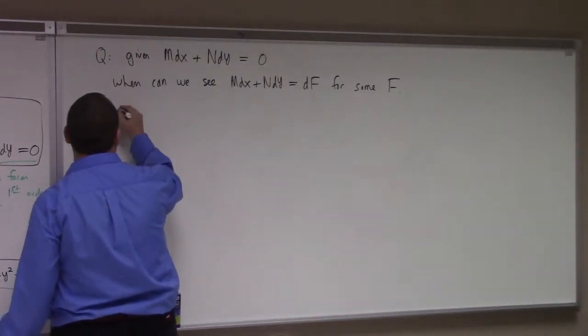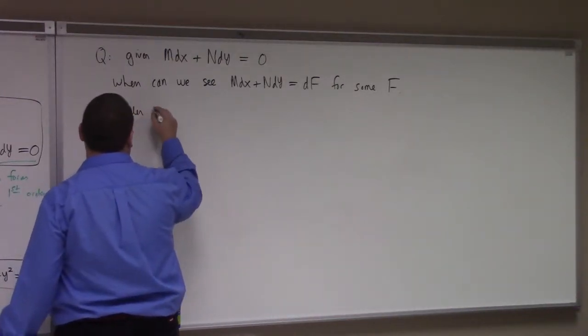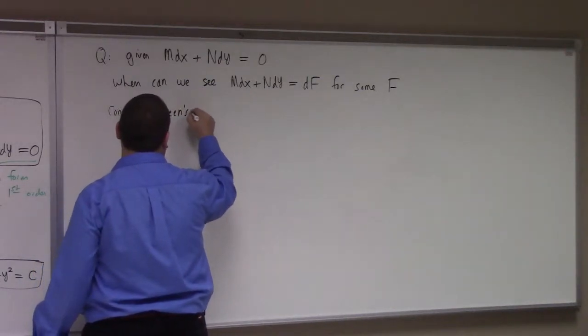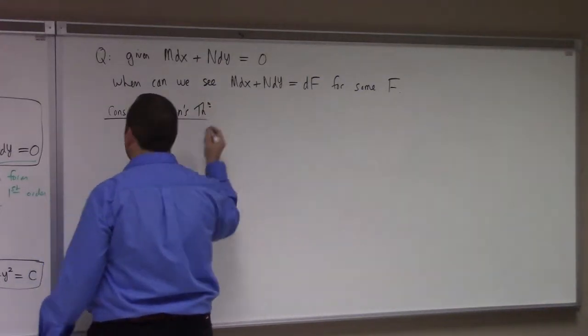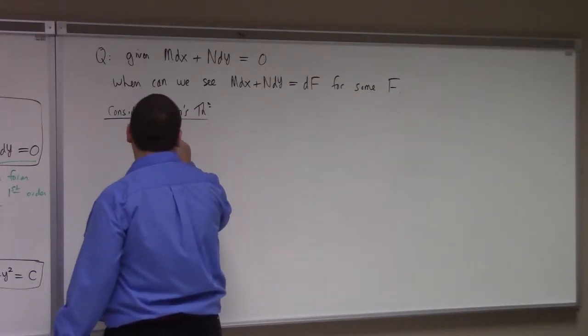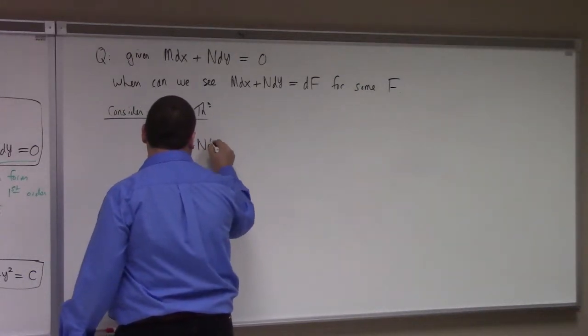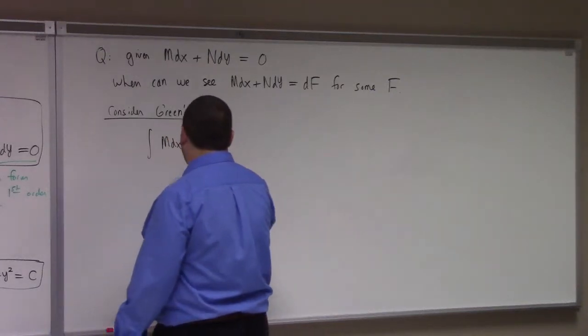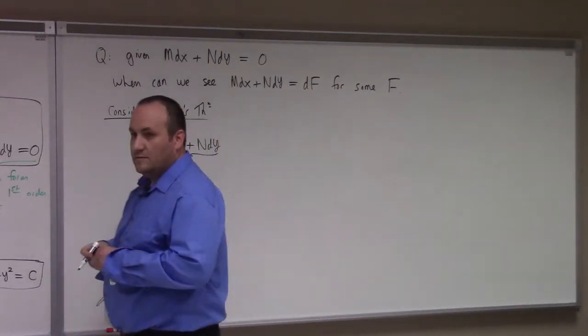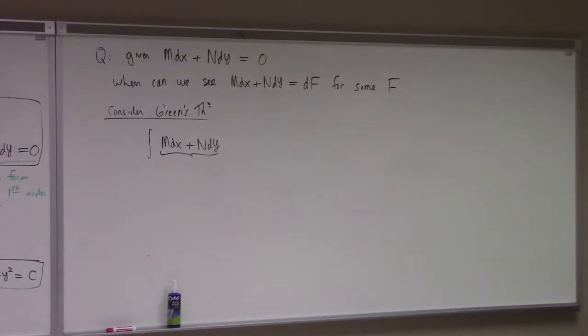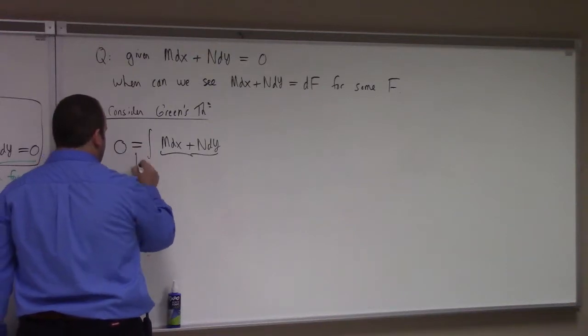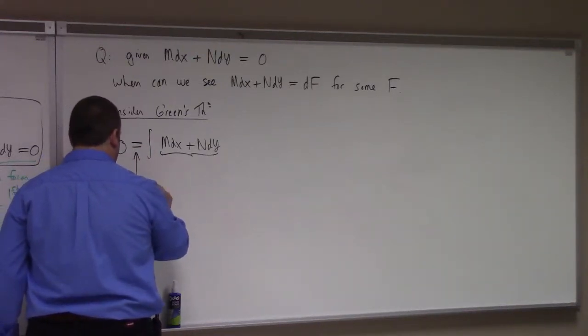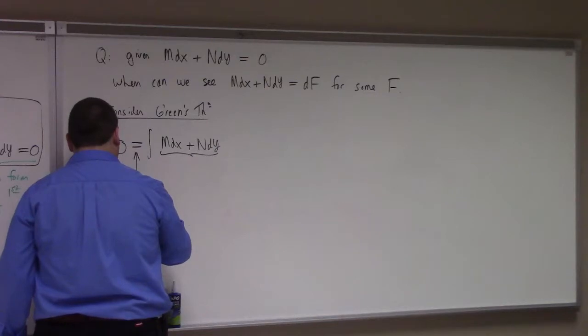So consider Green's theorem. All right? If we have the integral of m dx plus n dy, what should this be? What is this? If we're looking at a solution to the differential equation, m dx plus n dy is what? It's 0, right? So this is equal to 0, assuming we have a solution.